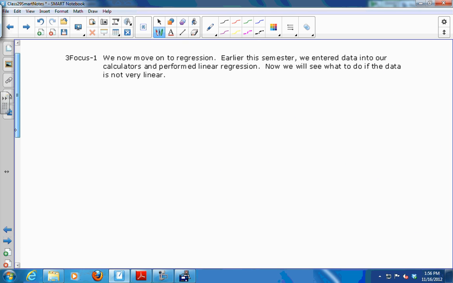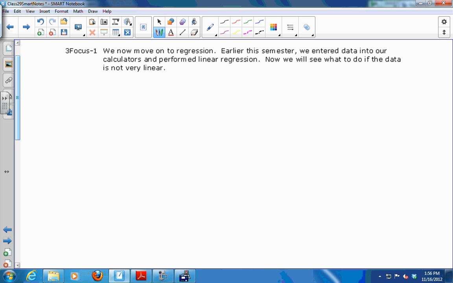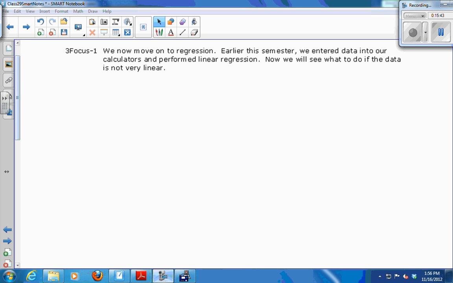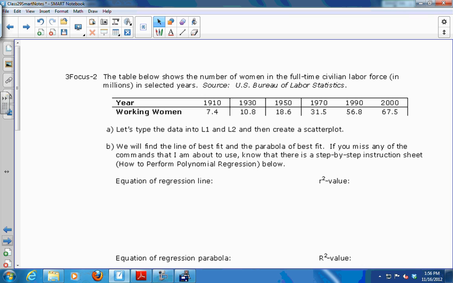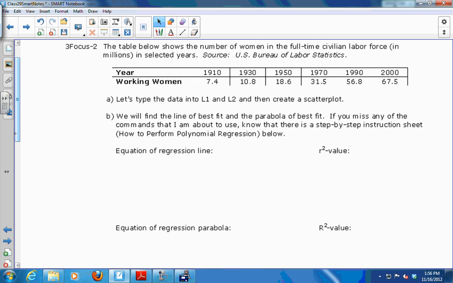All right, so moving on to regression. Earlier this semester, we talked about how to enter data into your calculator and how to perform a linear regression. And now we're going to see what to do if that data is not very linear, if a line is not a good fit. The points are all really far away from it. So we'll go through an example together, and then I have several that I want you to try.